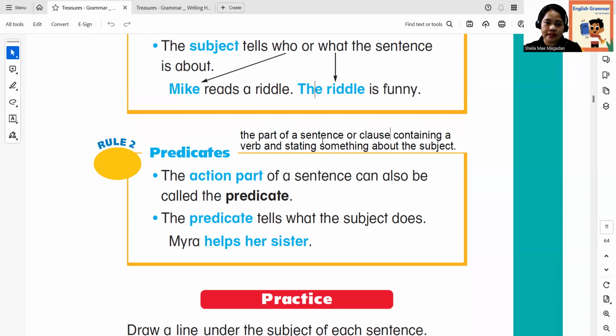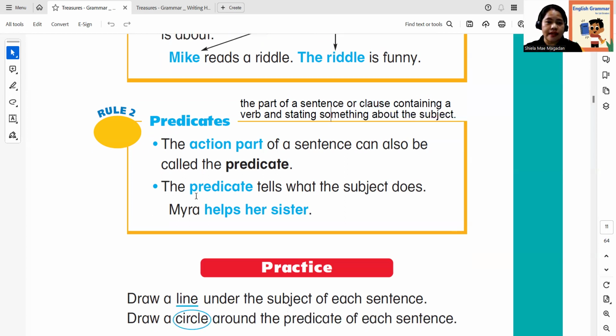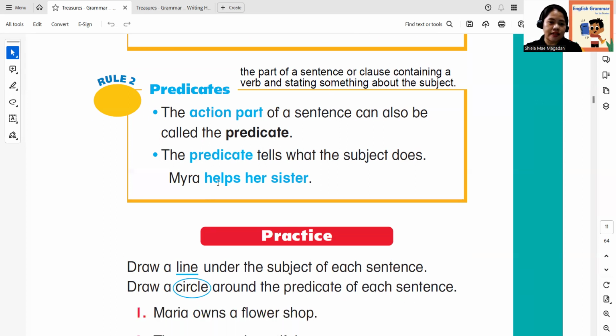However, a predicate is a part of a sentence or clause. This is a clause containing a verb and stating something about the subject, while the verb is only a word. Example, sings, dance. But a predicate is a clause containing a verb and stating something about the subject. The predicate tells what the subject does.